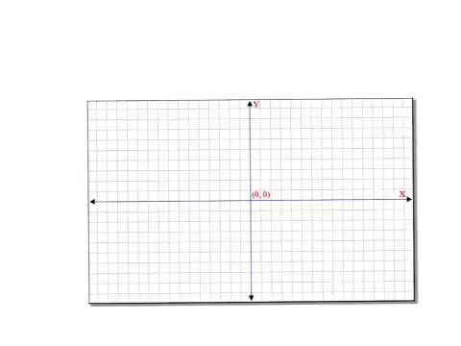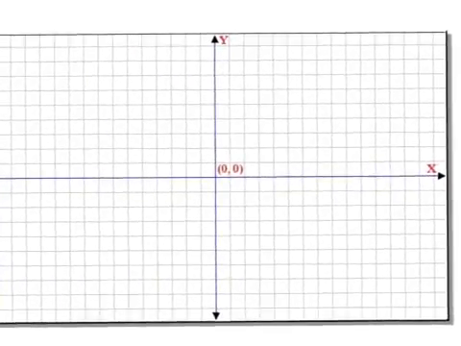Alright, this is lesson 10.5 in intermediate algebra, and it's called graphing parabolas. And what we're going to do here, first of all, let's do just some real basic review.